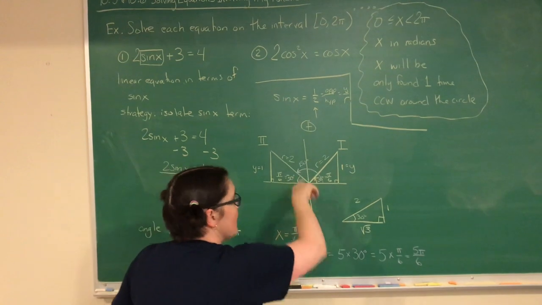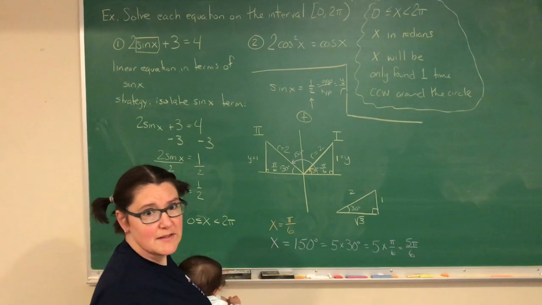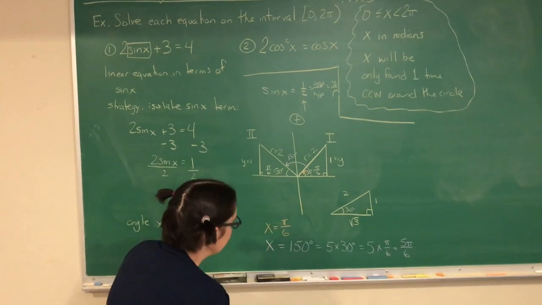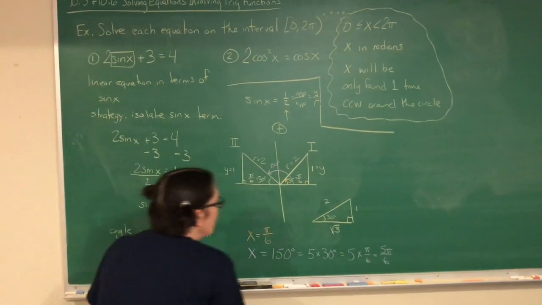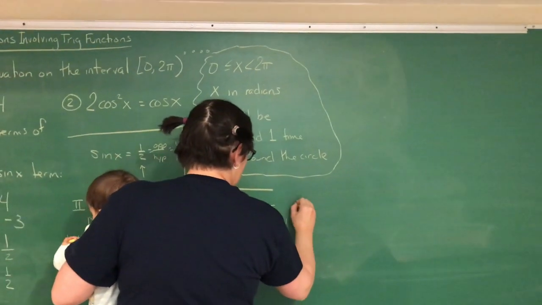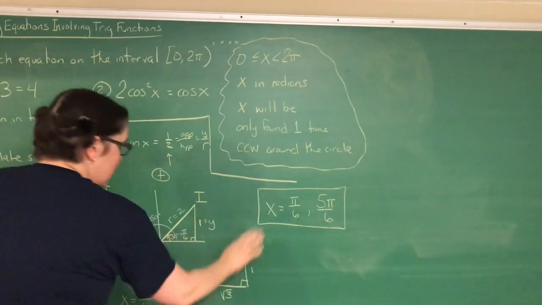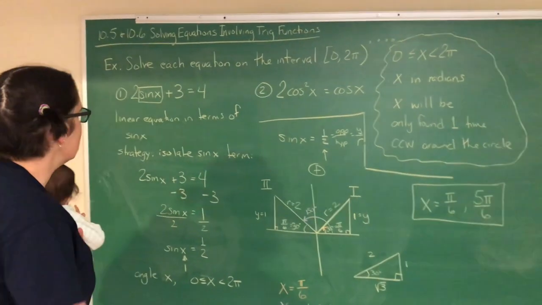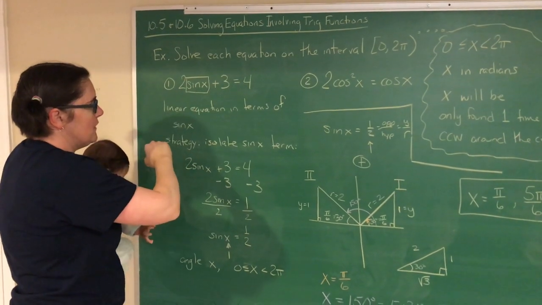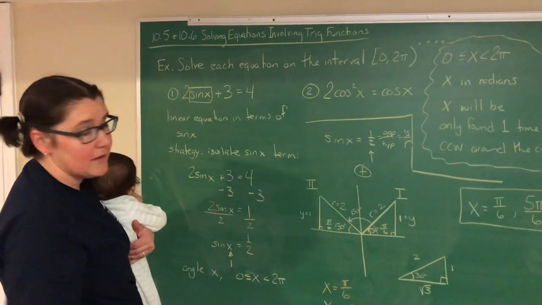I can also break up my circle into increments of pi over 6 and count them, and I'll end up with 5 pi over 6s. But in the end, our two angles that we have are an angle of x equals pi over 6 and x equals 5 pi over 6. So if we were to plug either pi over 6 or 5 pi over 6 into our original equation, we would have 2 times sine of pi over 6 plus 3, and that would be equal to 4. Or the same with 5 pi over 6. So those are our final answers.